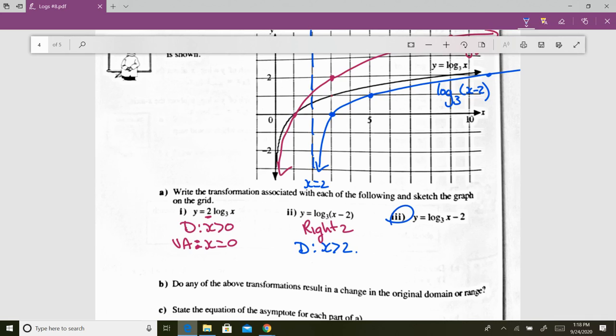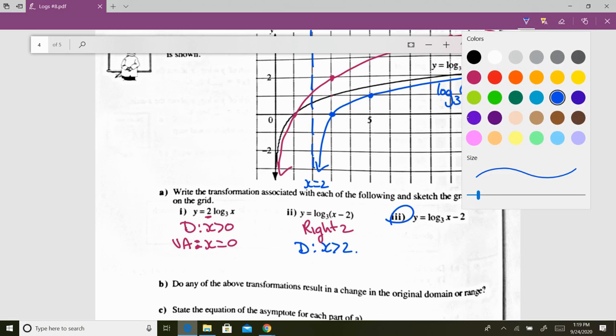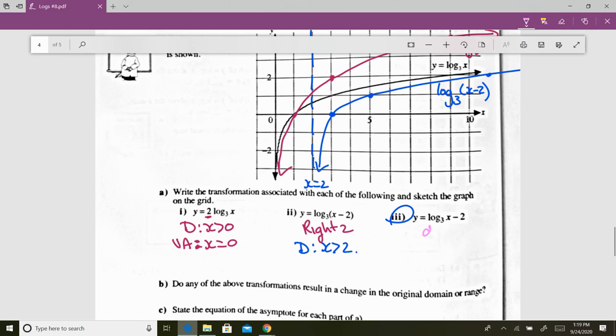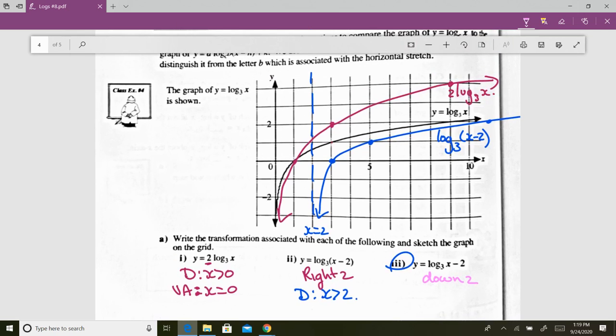What does this 2 do? Moves it down. It's a k value because it's not in brackets with the x. So this graph will be down 2. Is that going to change the domain, the asymptote, any of that kind of stuff? Nope. So remember, we're moving the original, this black one here. So it moves it down 2.